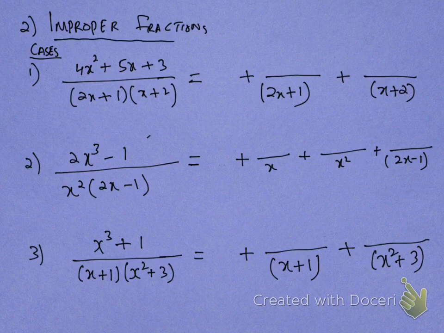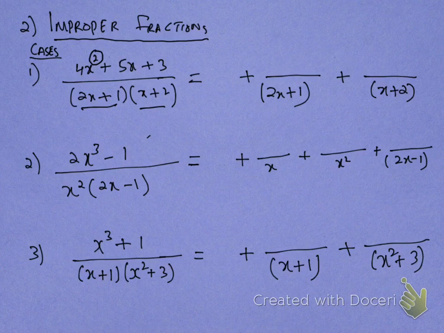Type 2. The improper fractions. Improper fractions always start with a constant, and you find the value of the constant by the comparing coefficient method. Case number 1. The denominator has distinct linear factors. See, the highest power of the variable in the denominator is 2, and the highest power of the variable in the numerator is also 2. Therefore, this fraction is improper.